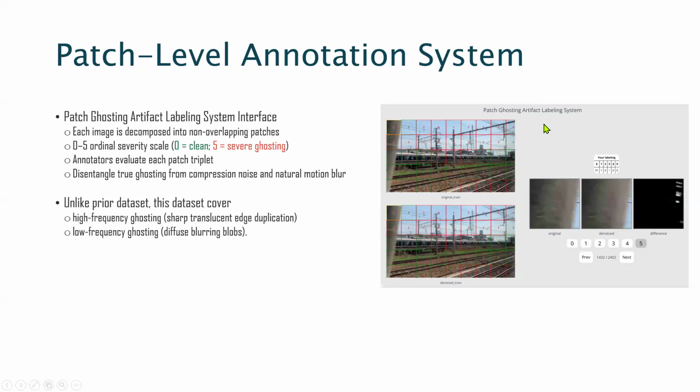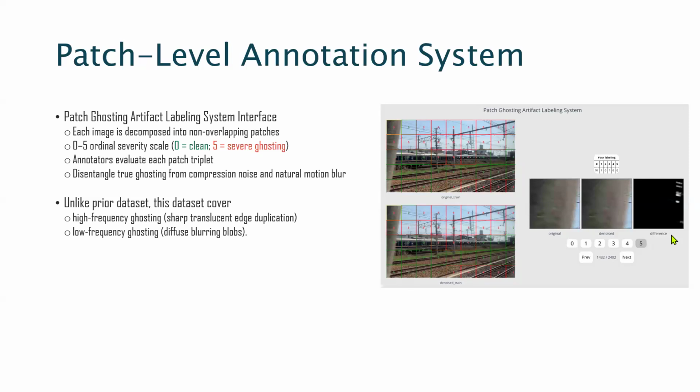each image is decomposed into overlapping patches of size 2 to 4 cross 2 to 4, and we use a 0 to 5 range, in which 0 means that specific part is clean, while 5 means it has severe ghosting artifacts. All the annotators have been given 3 images to focus on: original, denoise, and the difference. The usage of this triplet of images is that sometimes we might not be able to clearly see those artifacts.